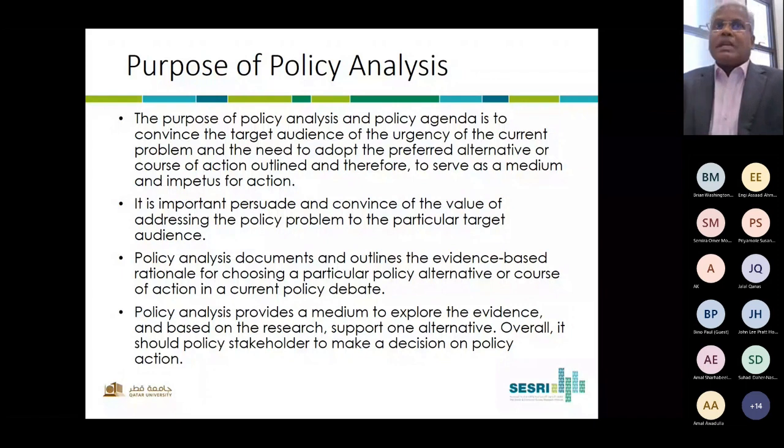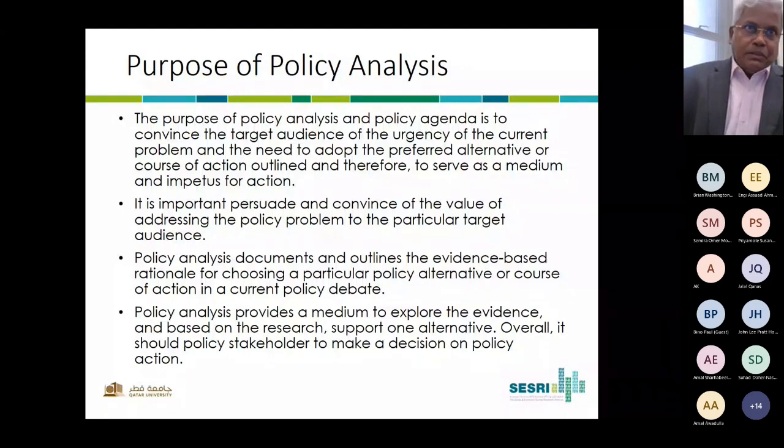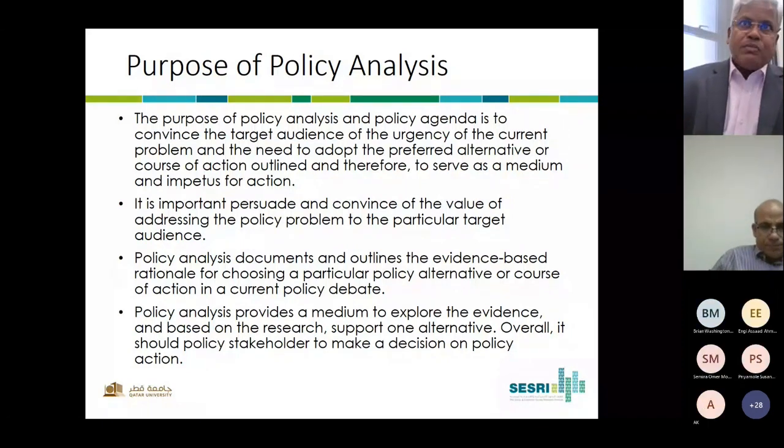Therefore, policy analysis documents and outlines an evidence-based rationale for choosing a particular policy alternative or course of action in a current policy debate. Policy analysis overall provides a medium to explore the evidence and, based on research, support an alternative course of action. Overall, policy stakeholders have to make a decision on policy action, which requires very comprehensive and thorough policy analysis before implementing a course of policy action.